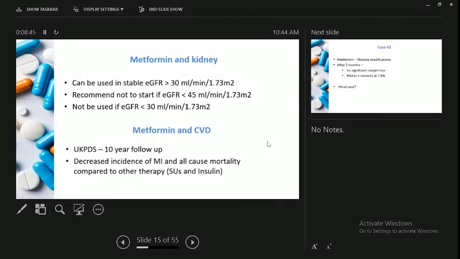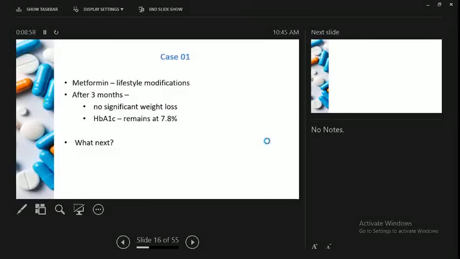And when you look at cardiovascular safety, as I showed in the initial slide, the UKPDS study showed that there is cardiovascular safety, but in those days we didn't have all these cardiovascular safety trials as we have for the newer drugs, so we don't know much about that.